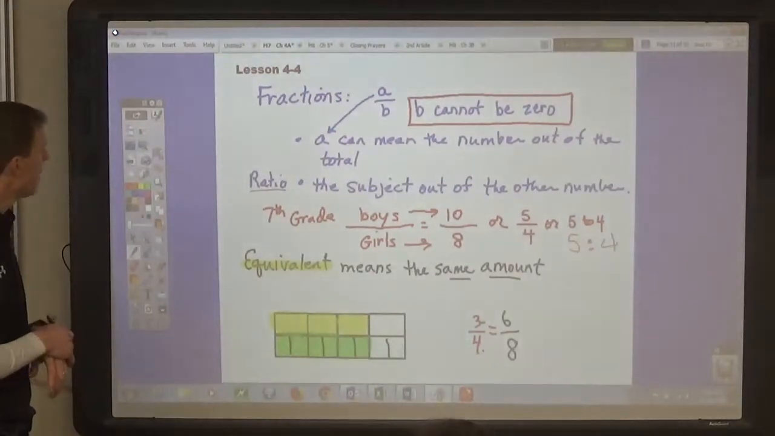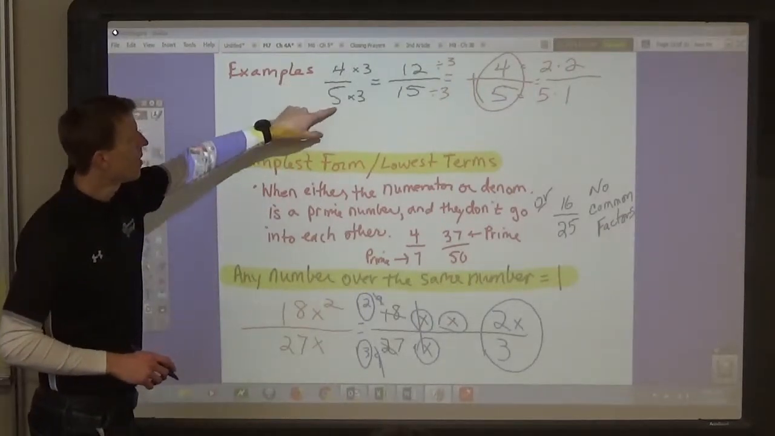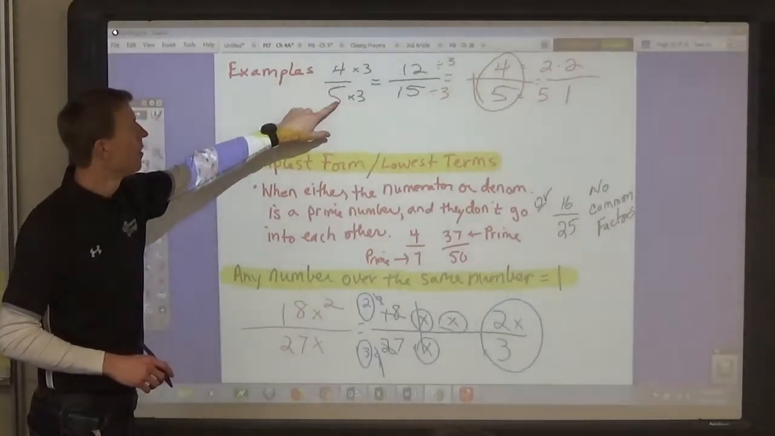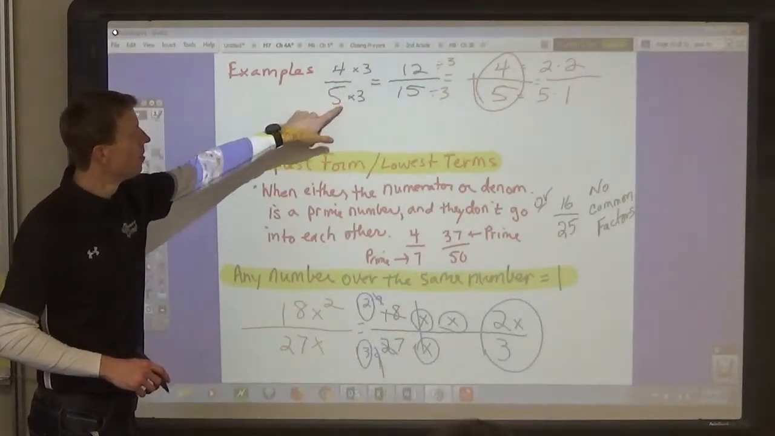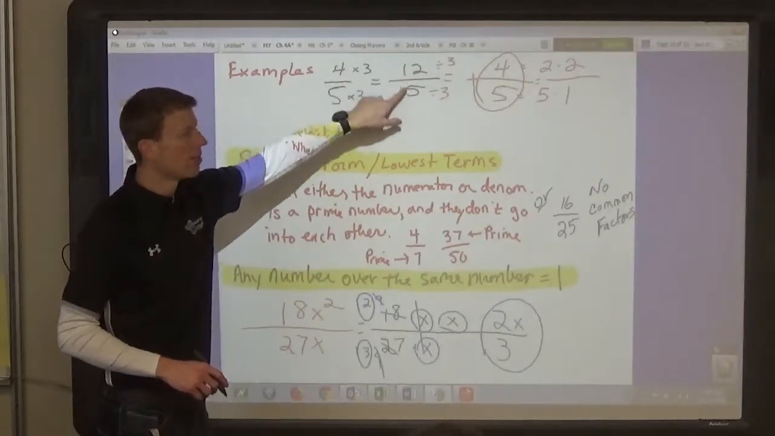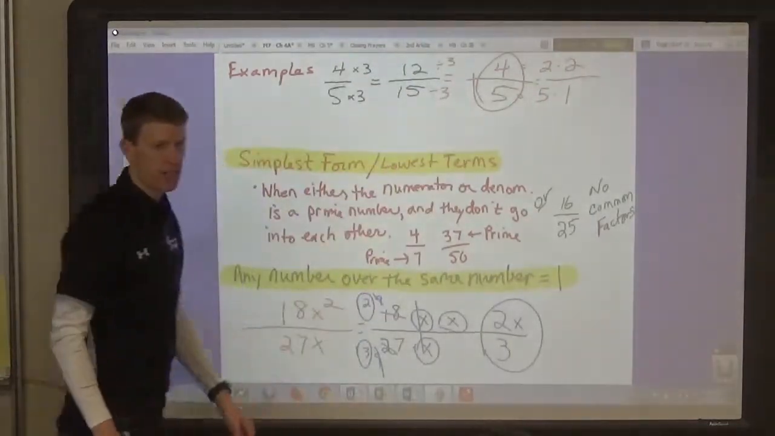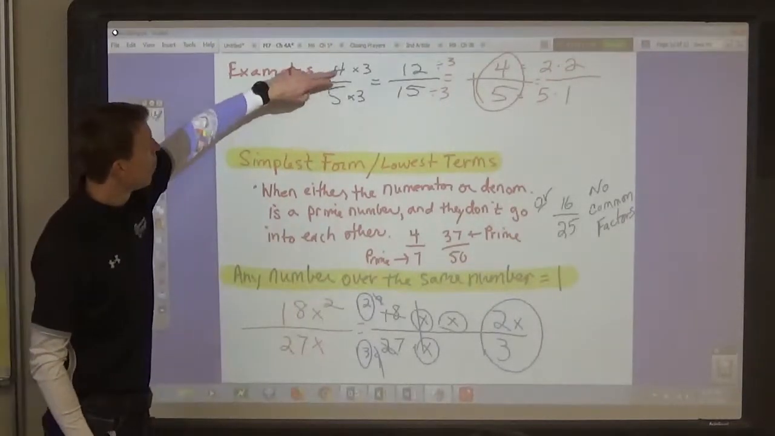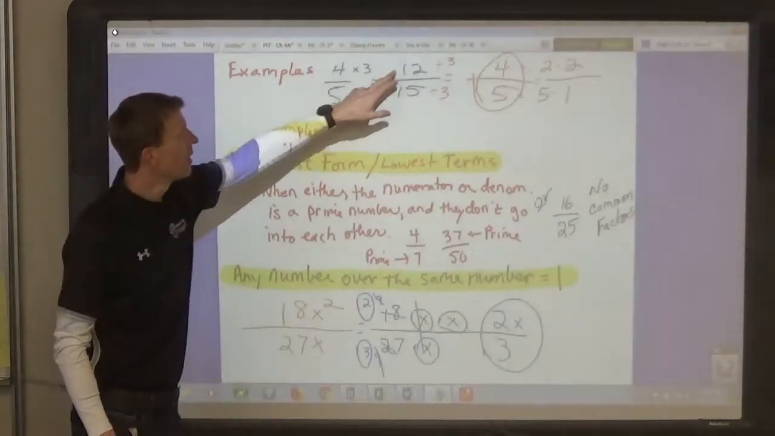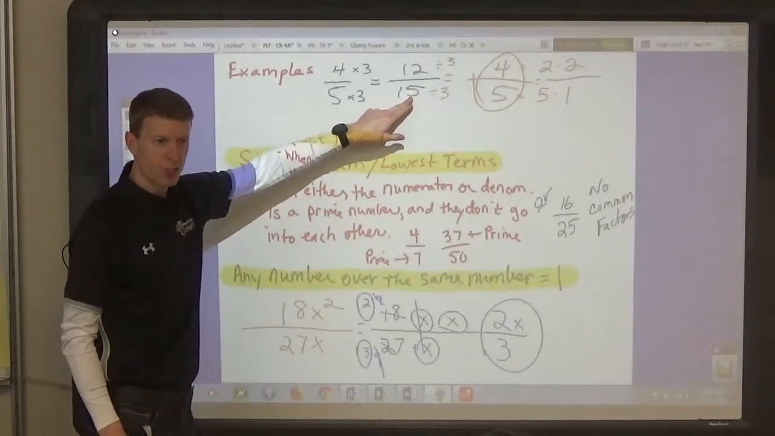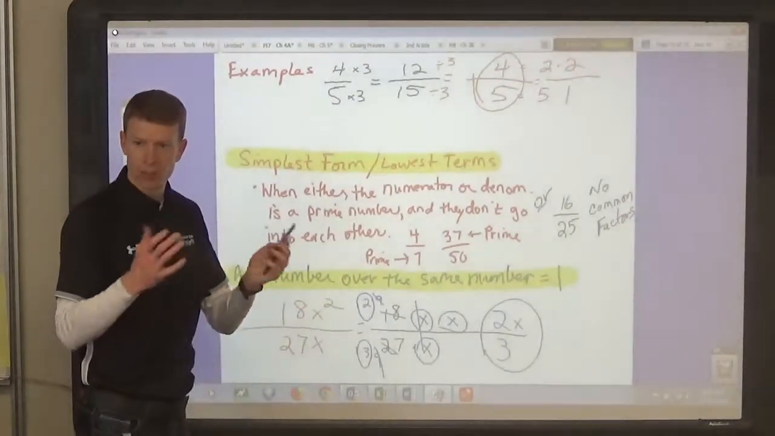Now, when you're finding equivalent fractions, to find the equivalent fraction, you can multiply both the top and the bottom by the same number to get an equivalent fraction. Or you can divide both numbers by the same number. So 4/5, if you multiply both by 3, you get 12/15. You just change the size of the pieces to make more but smaller.